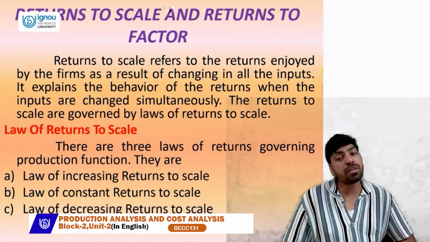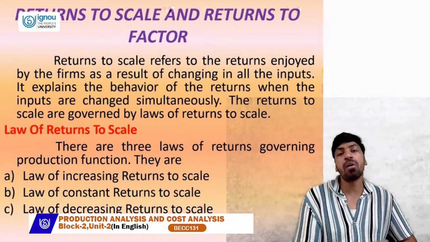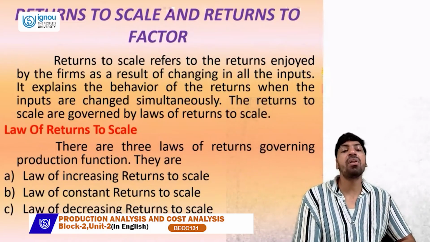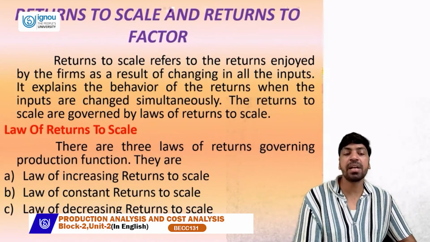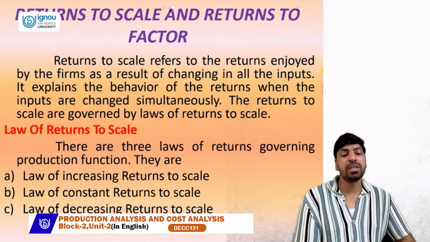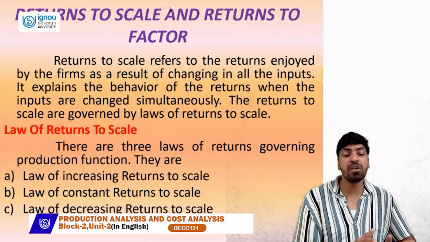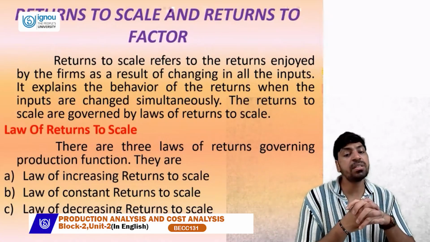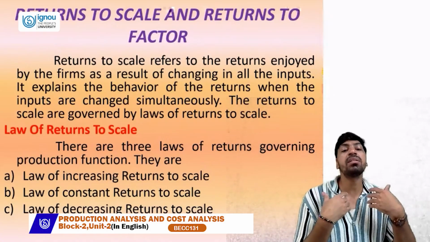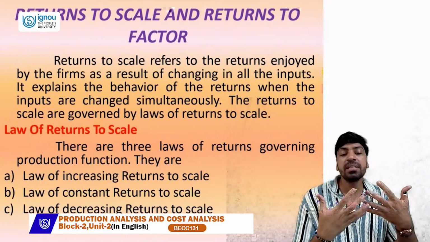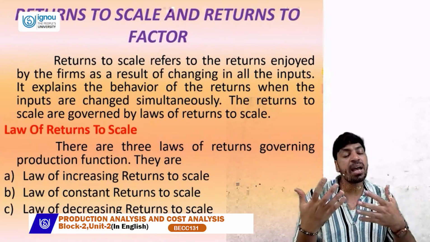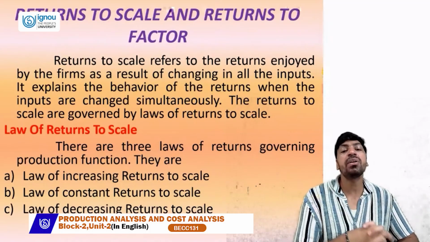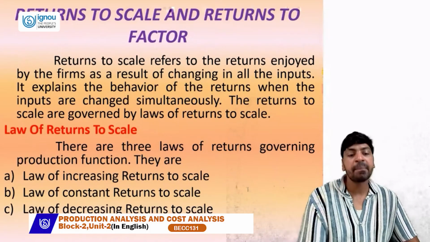And what are the laws of returns to scale? These are the three laws of returns to scale: the law of increasing returns to scale, the law of constant returns to scale, and the law of decreasing returns to scale. So it will talk about increasing returns. Definitely the returns could increase, to a peak level, when there is a change in all the inputs.